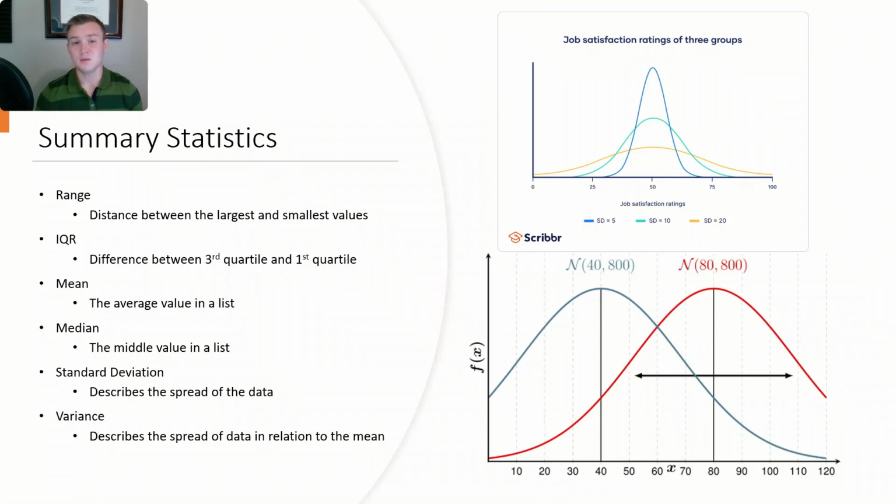We can look at the mean, which is going to be the average of our data points, or we can look at the median, which is going to be the middle most value in that list. We can also look at the standard deviation, which describes the spread of our data, or we can look at the variance, which also describes the spread of the data, but it does so in relation to the mean. Now, standard deviation and variance can be kind of confusing because they are so similar, so I've included some images that show the differences between standard deviation and variance.